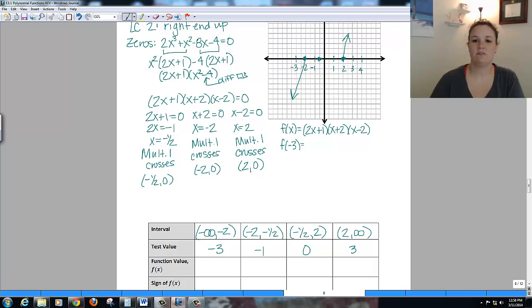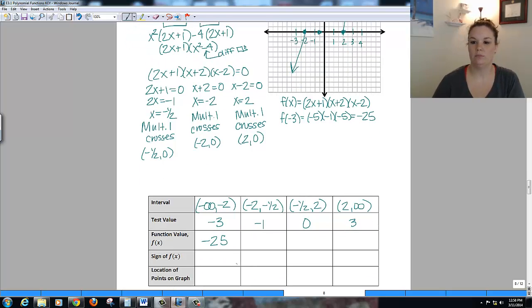When I plug in f of negative 3, 2 times negative 3 is negative 6, plus 1 is negative 5. Negative 3 plus 2 is negative 1, and negative 3 minus 2 is negative 5. So I multiply these together, I get negative 25, which means that my y values from this interval should all be negative, which means that they are below the x-axis.